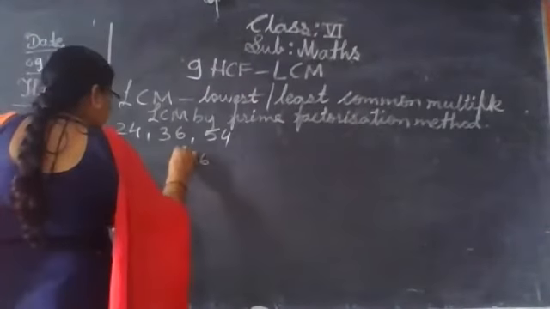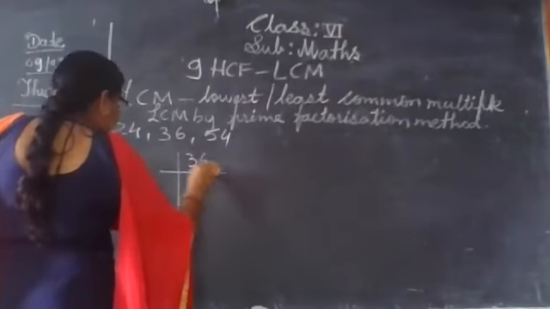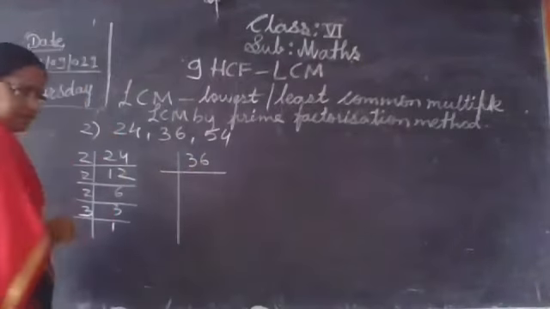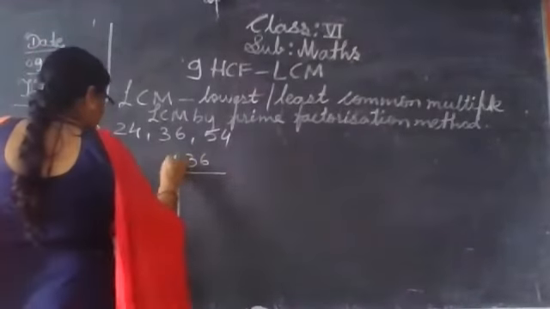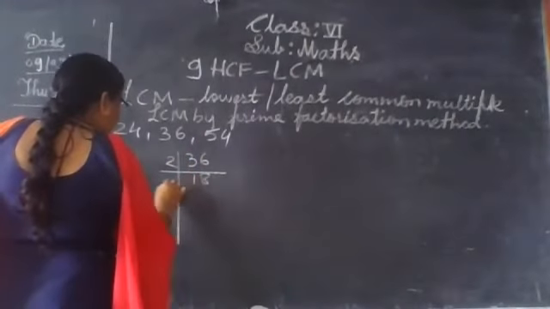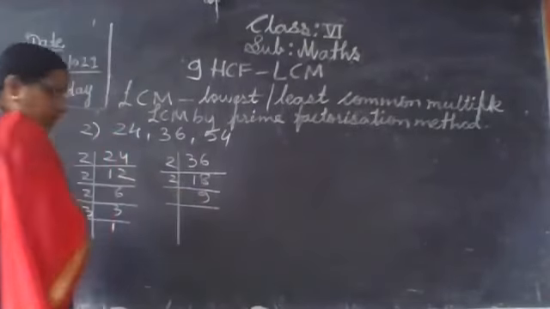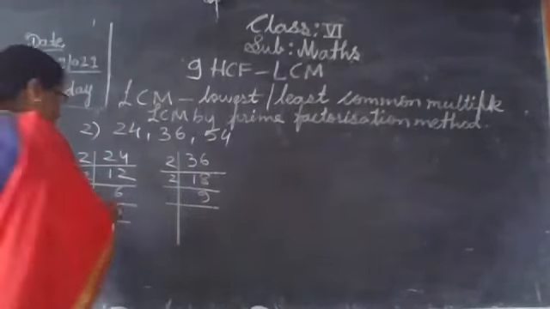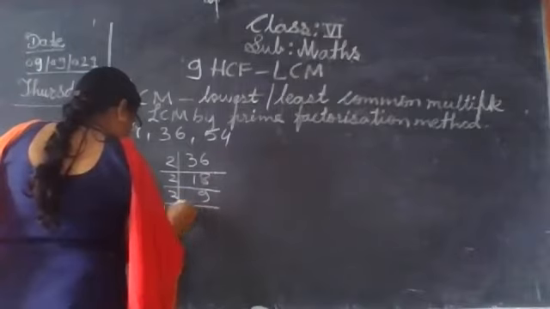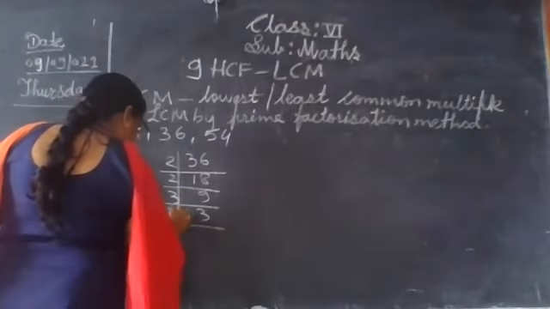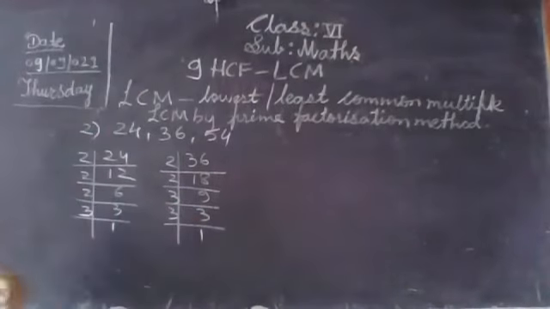Then 36. Even number. So 2 18s are 36, then 2 9s are 18. Okay, 9 is an odd number. So then we will take 3 3s are 9 and 3 1s are 3.